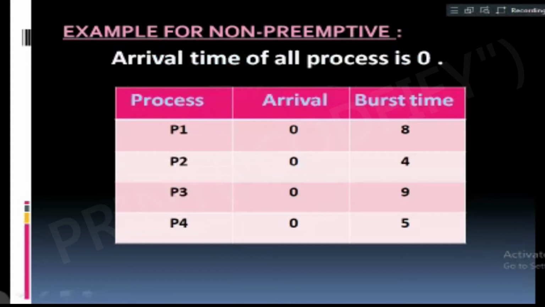And next, we are going to discuss non-preemptive scheduling. In non-preemptive scheduling, any new process has to wait until the running process finishes its CPU cycle. So, arrival time of all the processes is 0. In non-preemptive, no process is pushed out of the CPU before it completes its execution.